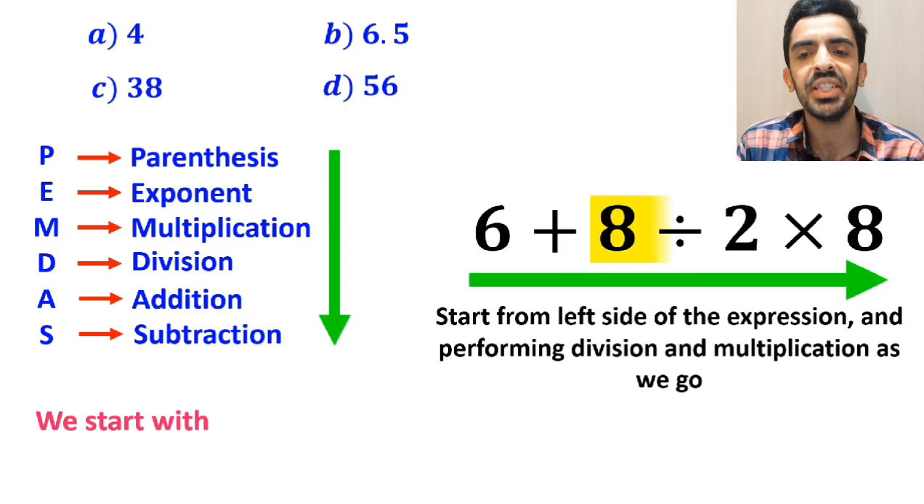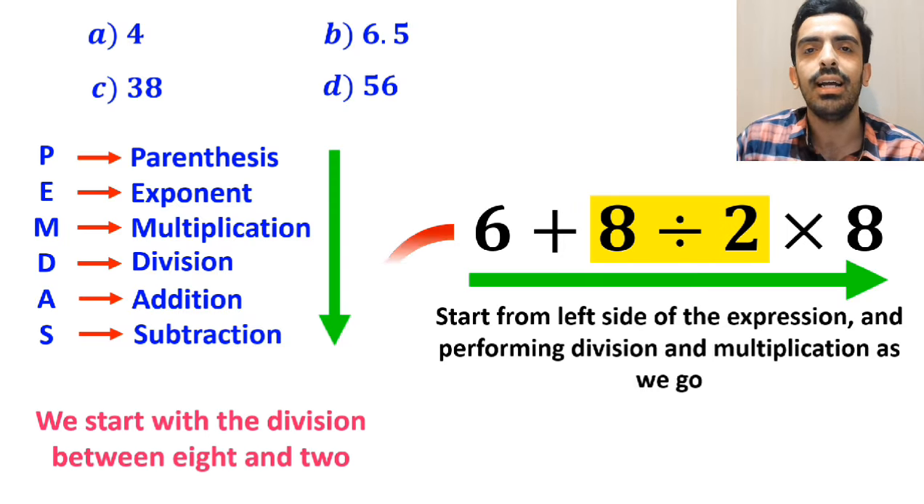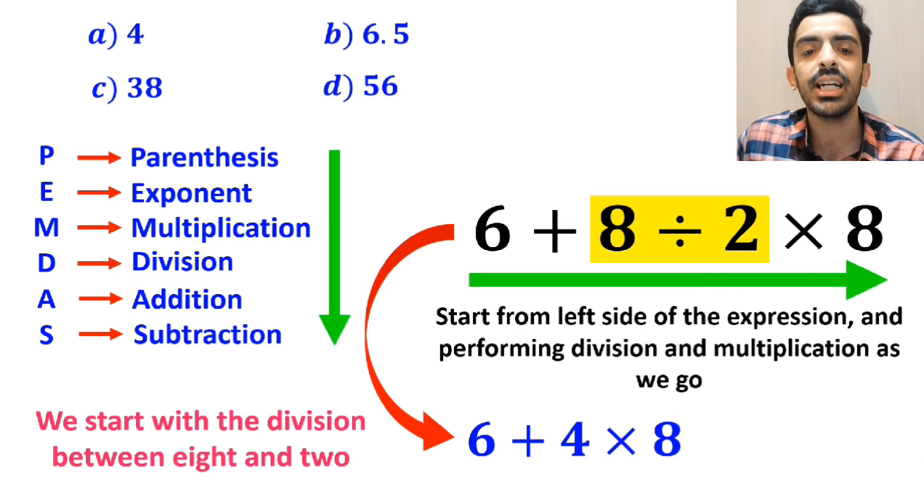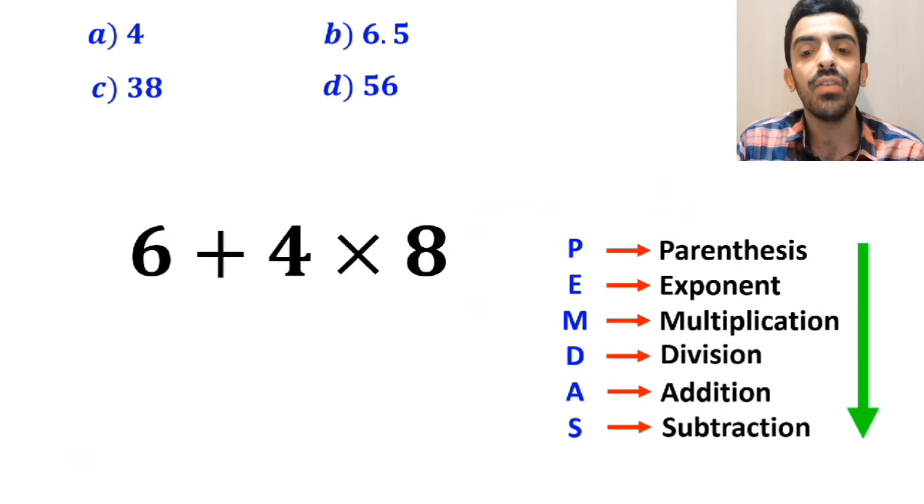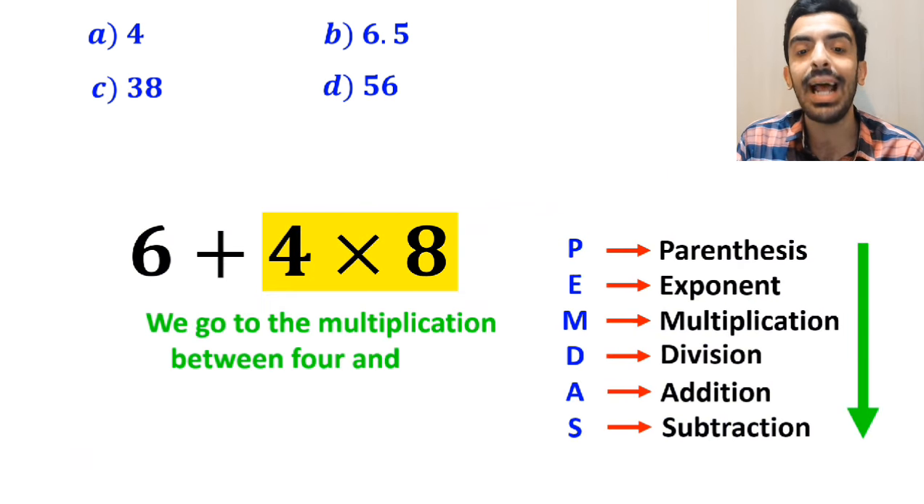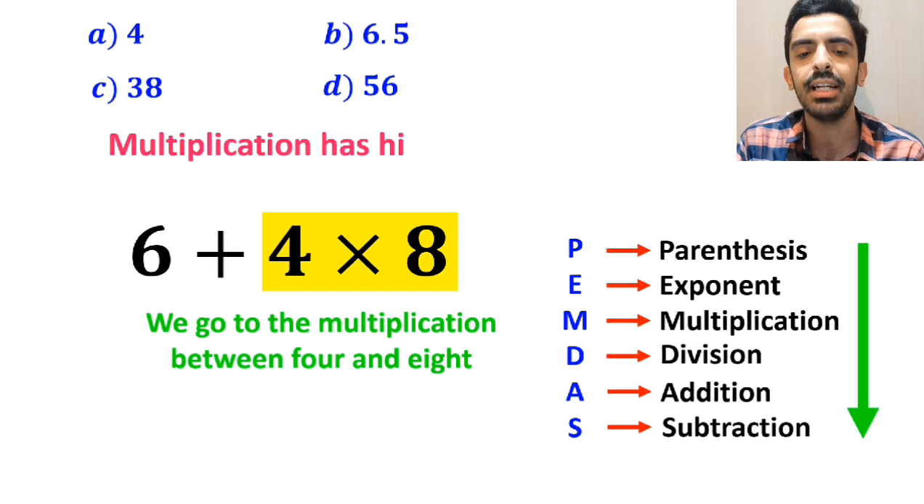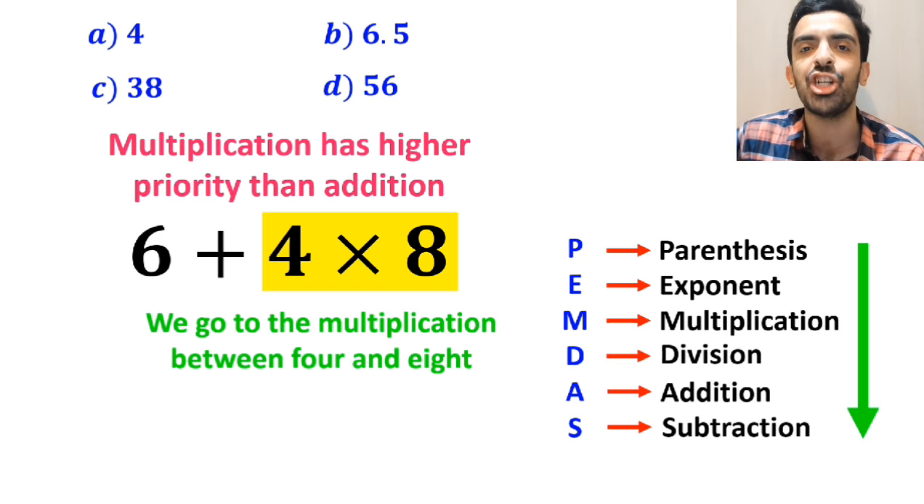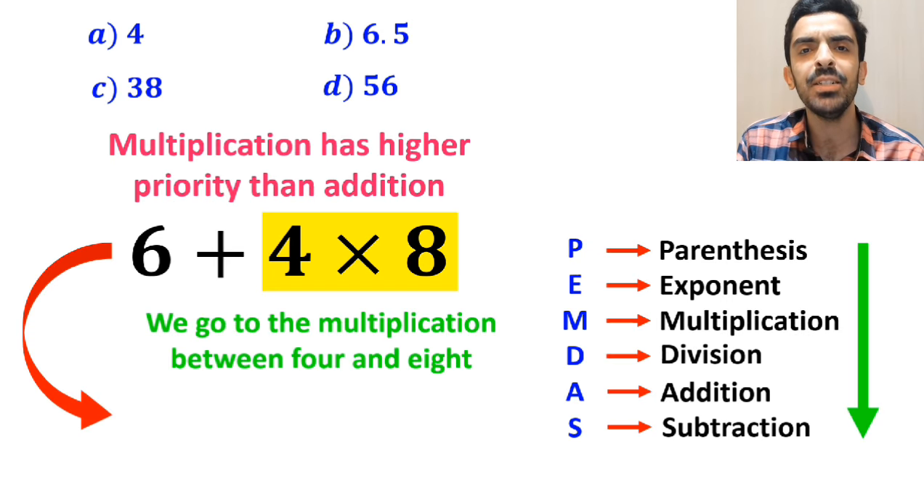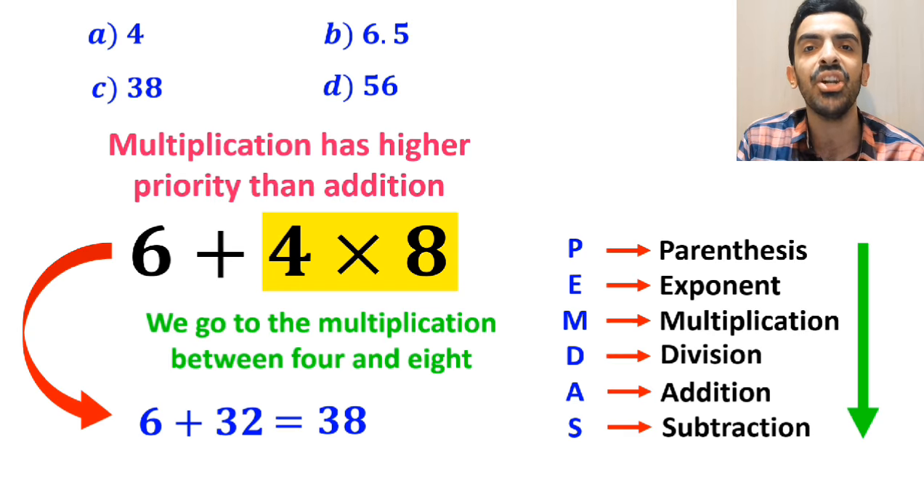So, we'll start with the division between 8 and 2, and instead of this expression, we can write 6 plus 4 multiplied by 8. And the next step, we go to the multiplication between 4 and 8, because multiplication has higher priority than addition. So, this expression simplifies to 6 plus 32, which ultimately gives us the answer 38.